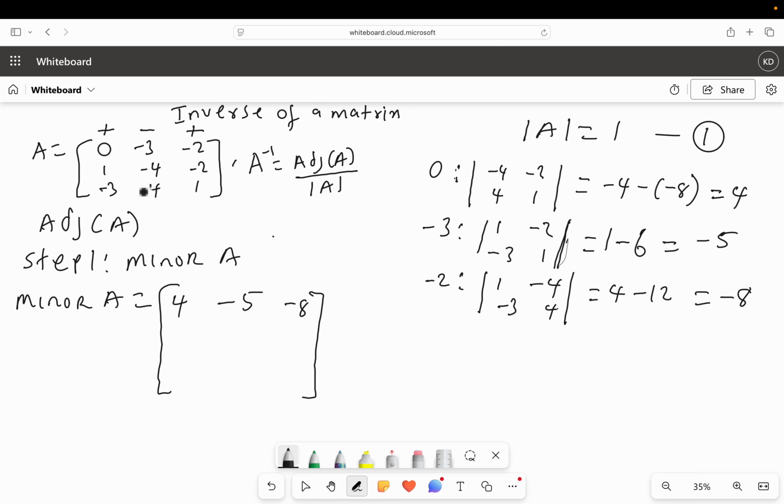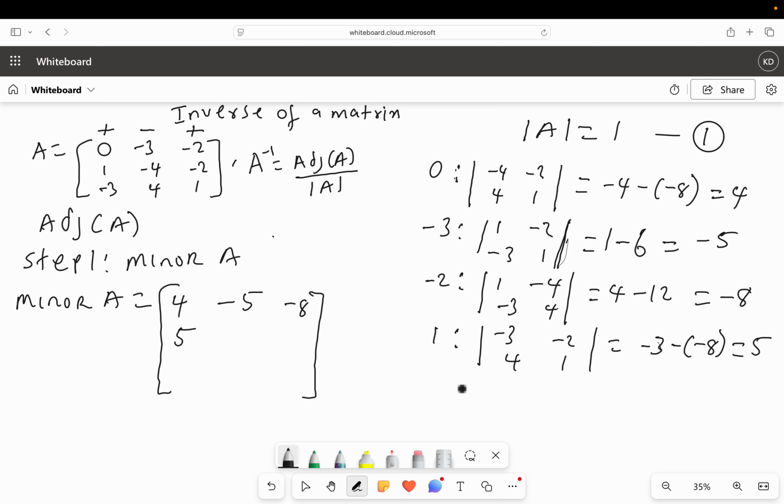So going to the next element, which is the second row, I will have 1. I will cancel the corresponding column and row. So I will be left with minus 3, minus 2, then 4 and 1. So it will just be minus 3. Then I will have minus 8, which is just minus 3 plus 8, which is 5. So I'll have my 5 here.